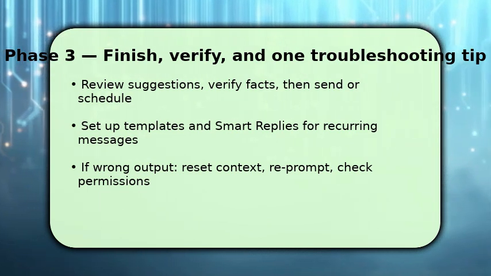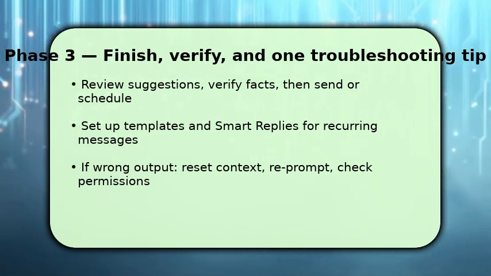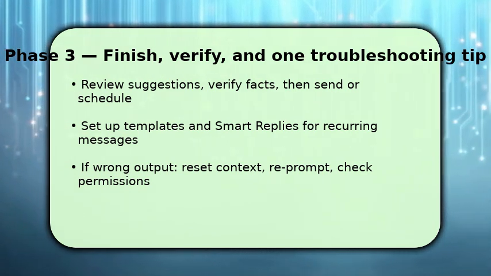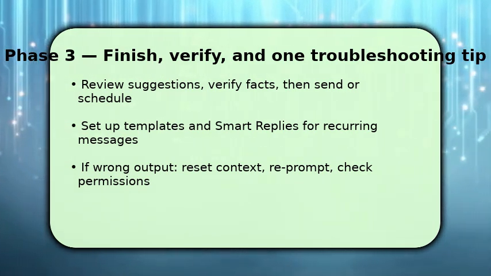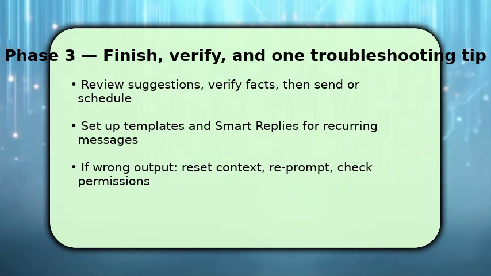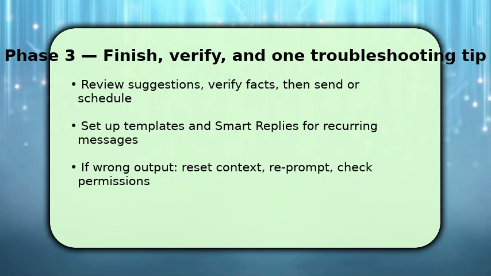If Gemini produces incorrect or irrelevant text, reset the conversation context, give clearer prompts, and double-check permissions. Finally, make sure offline mode and sync are working. Otherwise, suggestions may lag, and retrain preferences for better future results.